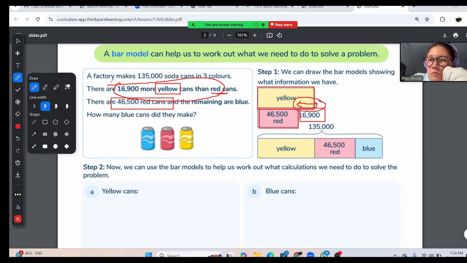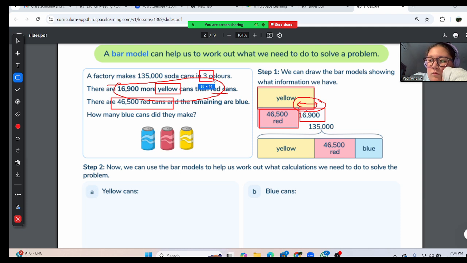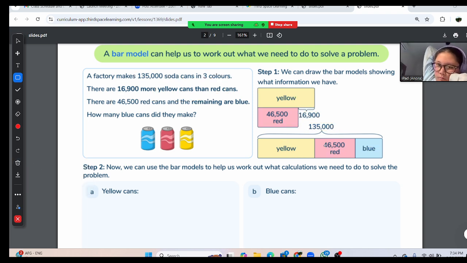And there are three colors of cans, which are yellow, red, and blue. And the total cans are 135,000, right? So the sum of yellow, red, and blue is this. And only the exact figure for red is given, and it is given how many more yellow cans there are than red. So basically, using this information, we have to find the rest.